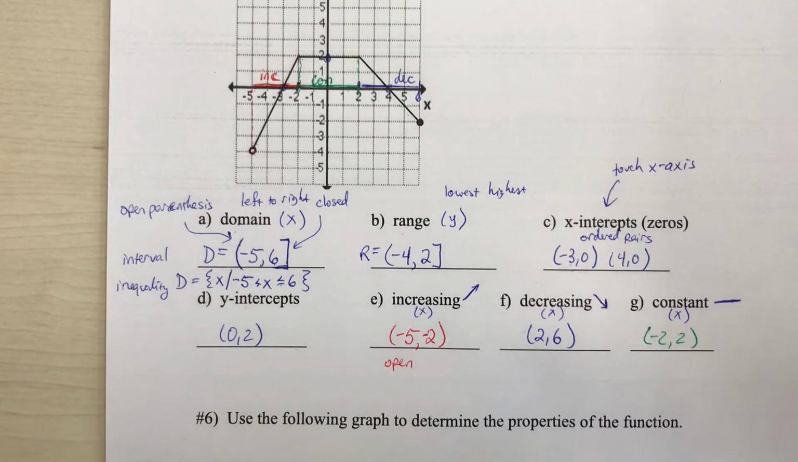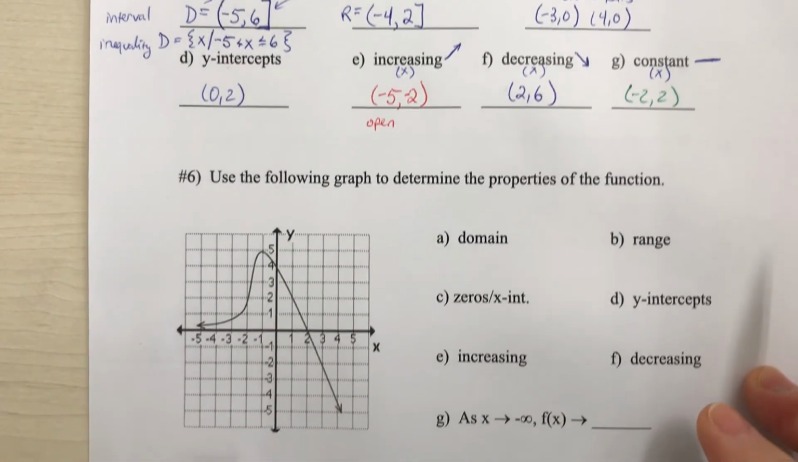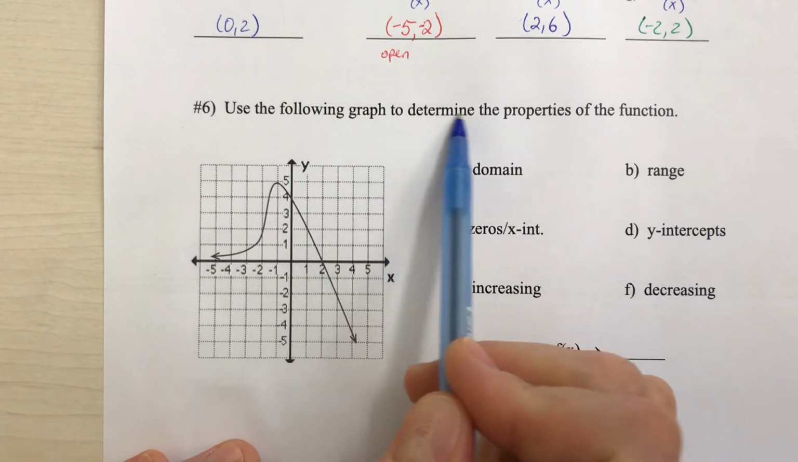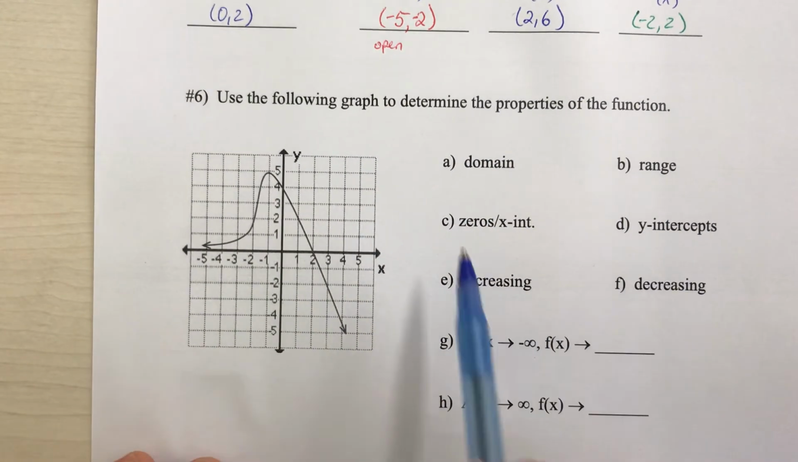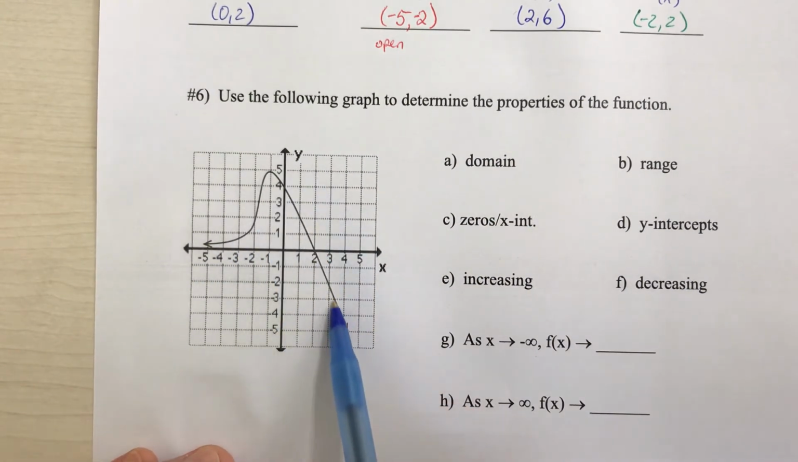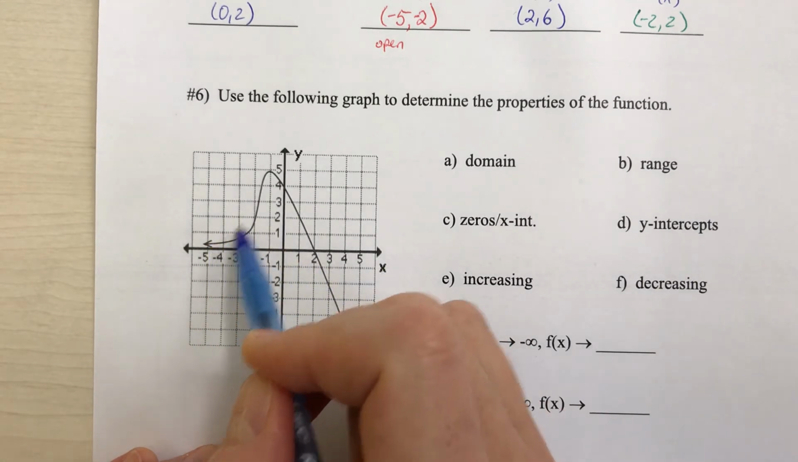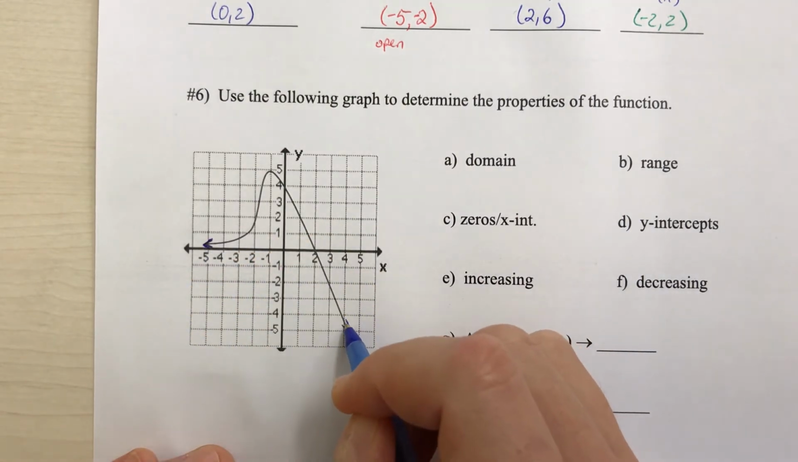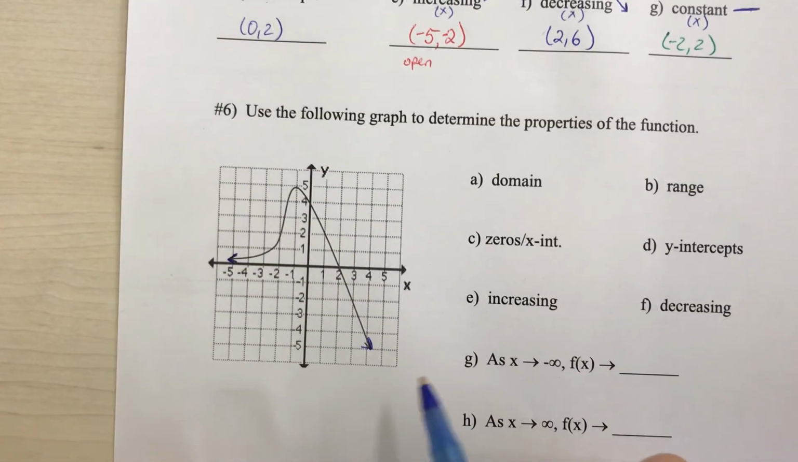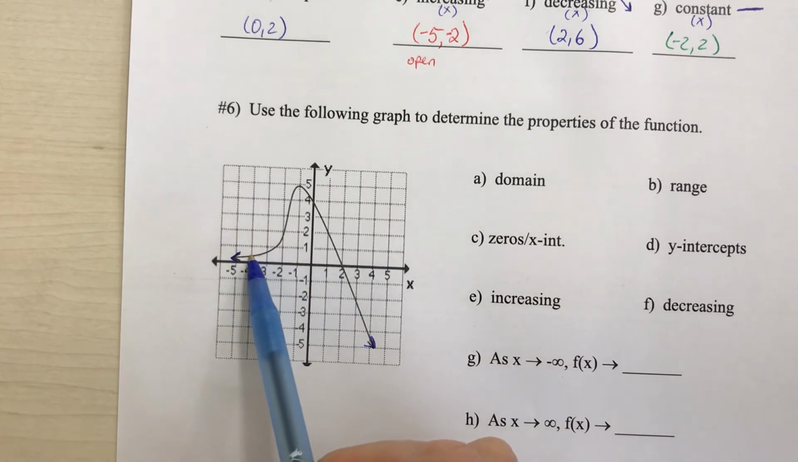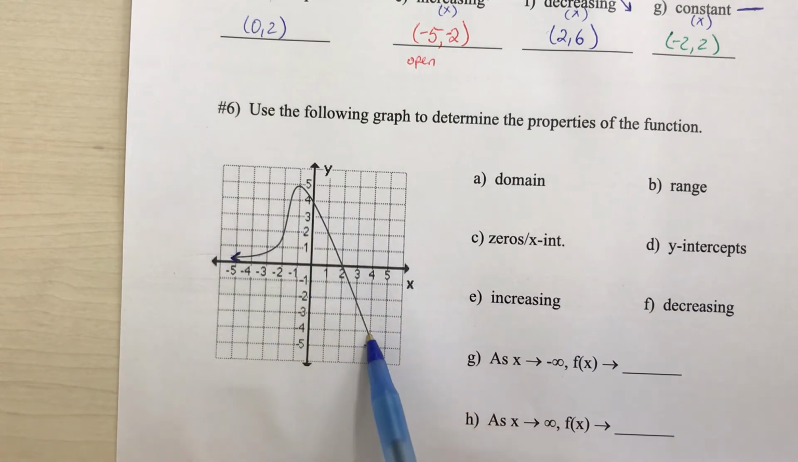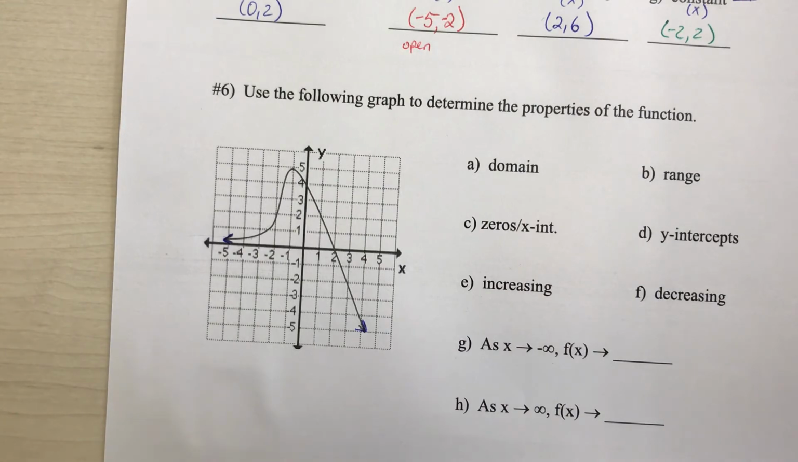So let's do one more example, okay? And this takes a little bit of practice to get used to reading it. Number 6, use the following graph to determine the properties. Now this is kind of a different shape here. As we go to the left, notice that we have some arrows here. And then also on the right. That means we're not stopping. Arrows mean we're going to keep going to the left forever. And then here, we're going to keep going to the right and going down forever. So we're going to have to be able to write that.